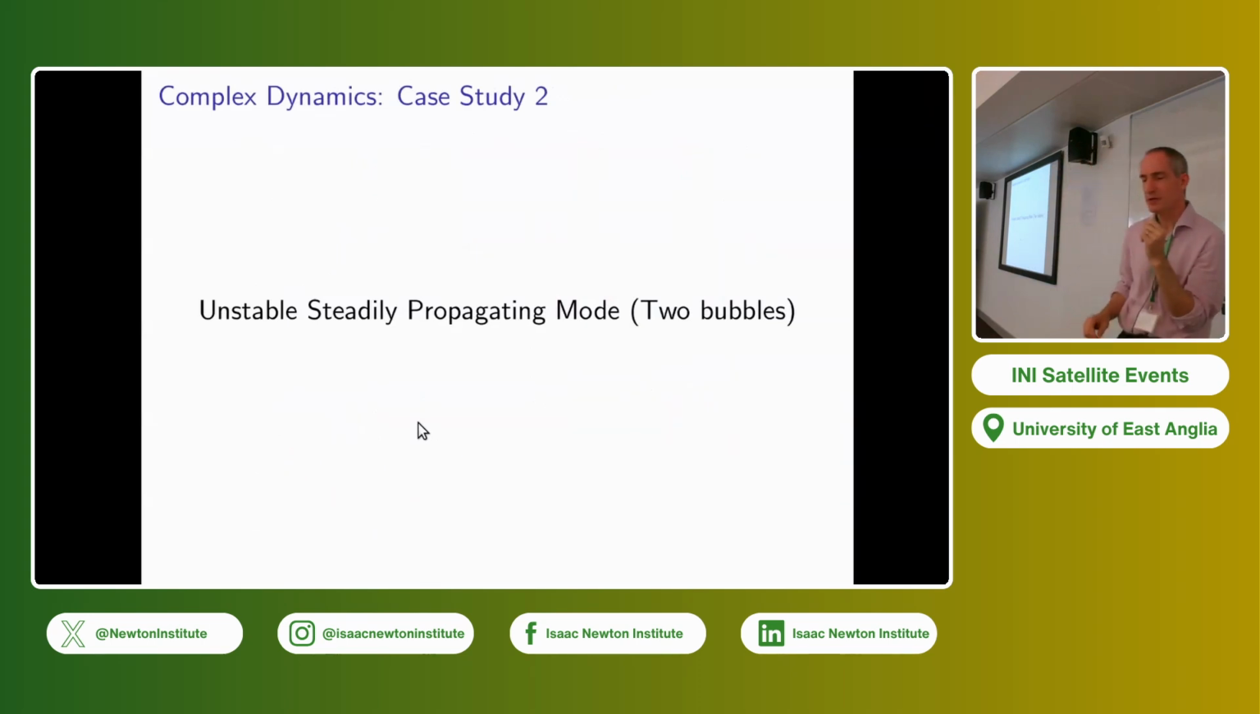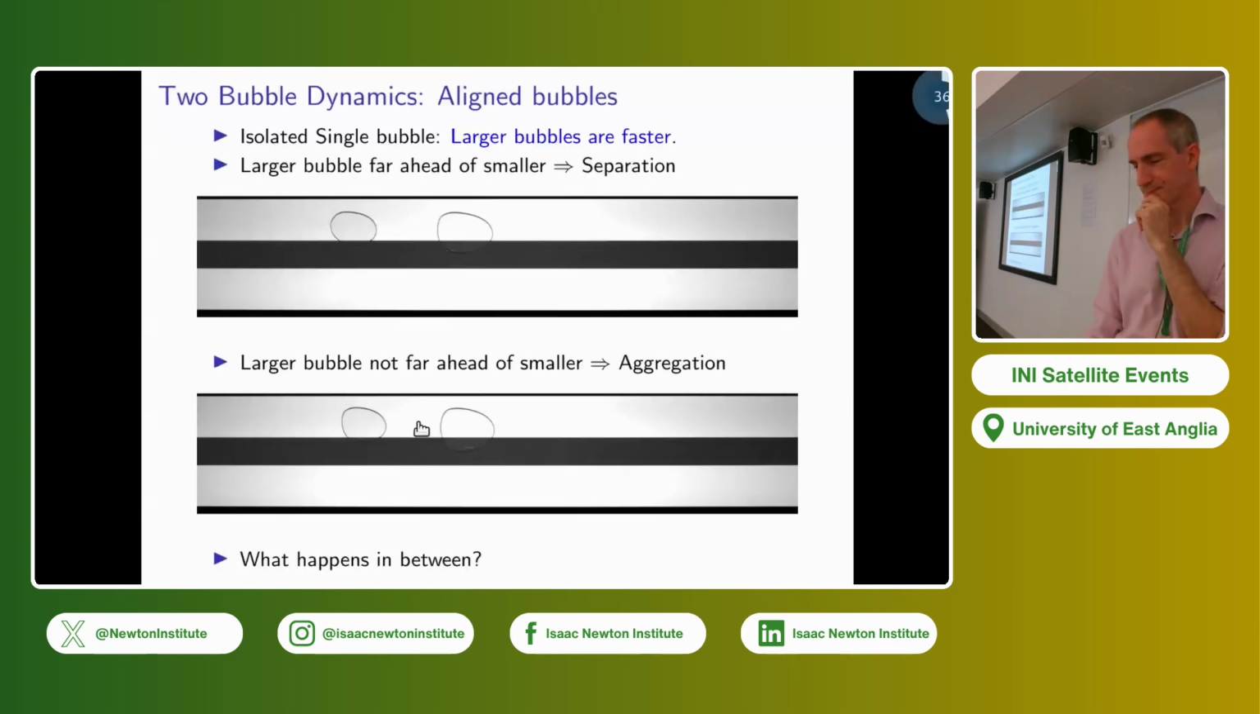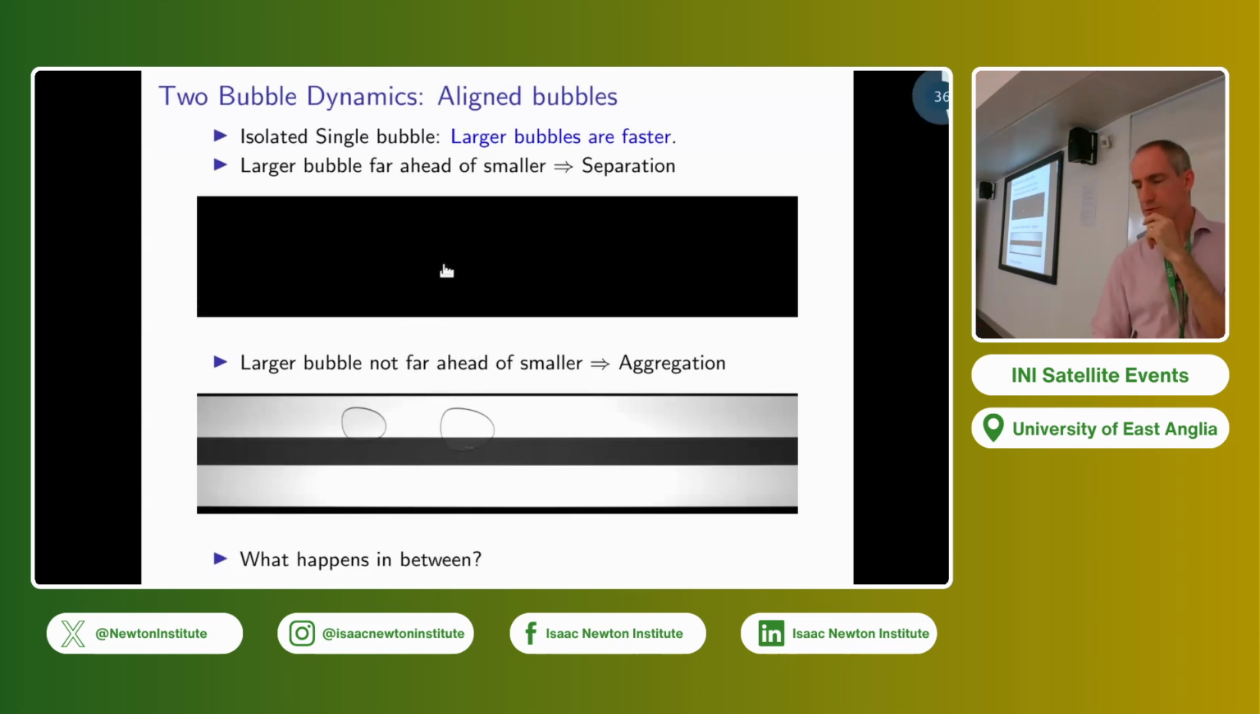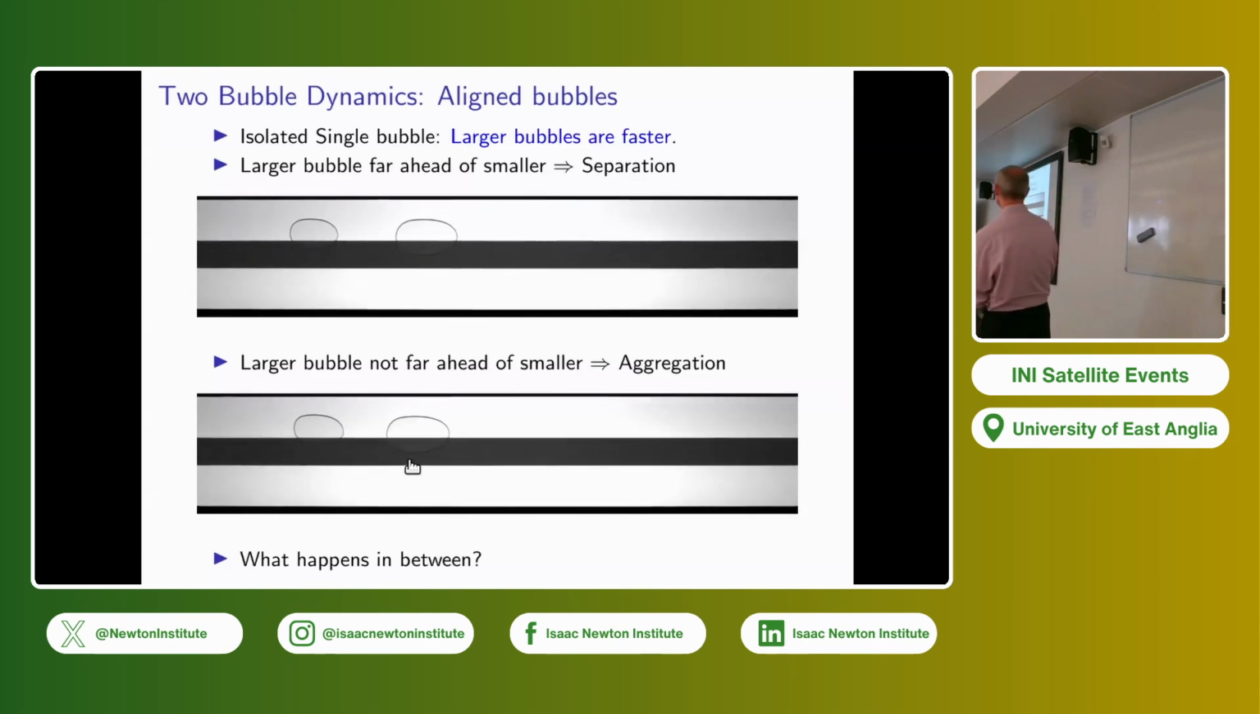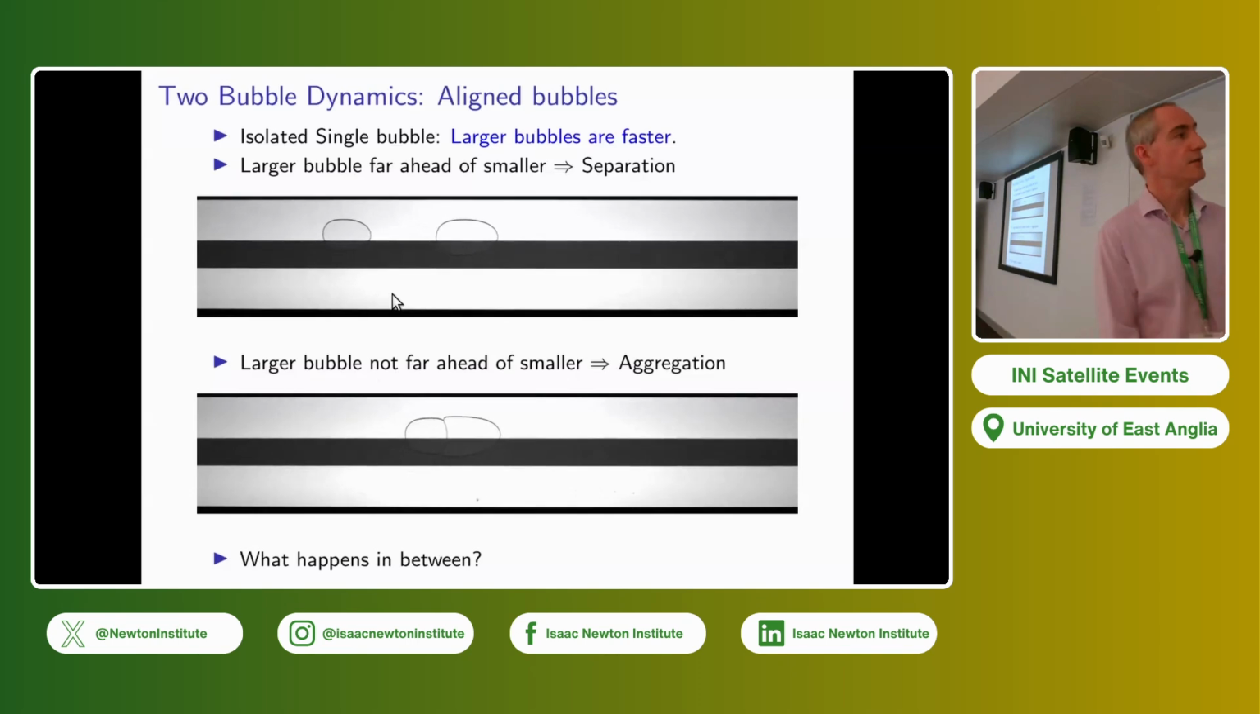So that was case study 1, doing all right. Case study 2 is to now think about an unstable steadily propagating mode, and in this case, we've got 2 bubbles. So what do you need to know about 2 bubbles? Well, what you need to know is that larger bubbles are faster. So if you stick a larger bubble ahead of a smaller bubble, sufficiently far ahead, then they will separate because the larger bubble goes faster. But if you stick the larger bubble not too far ahead of the smaller bubble, then they will aggregate. And so the question is, what happens in between?